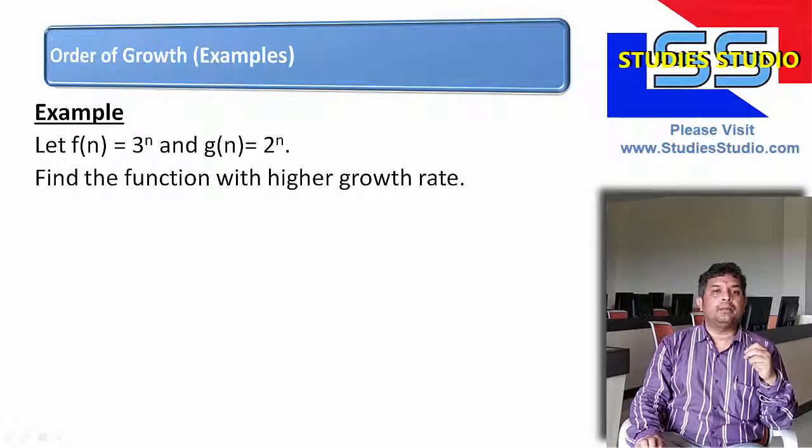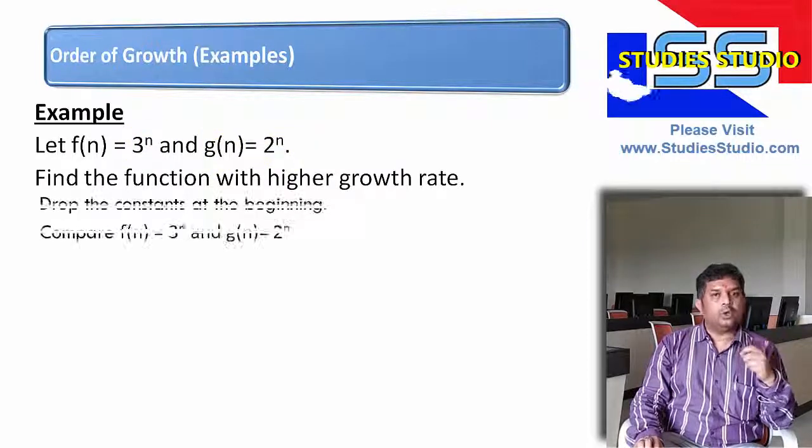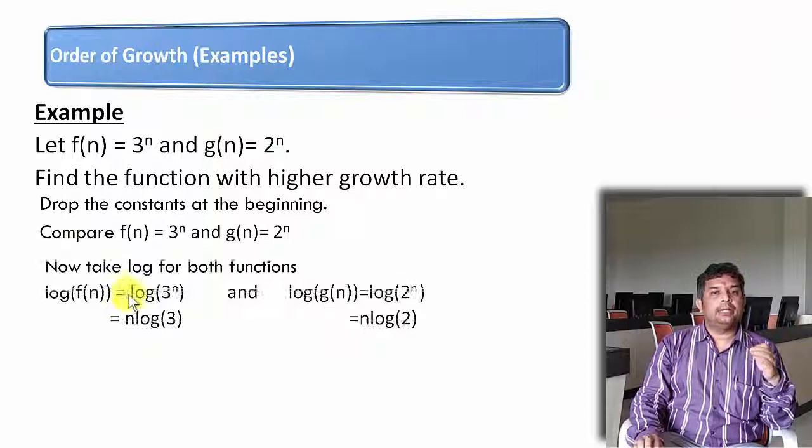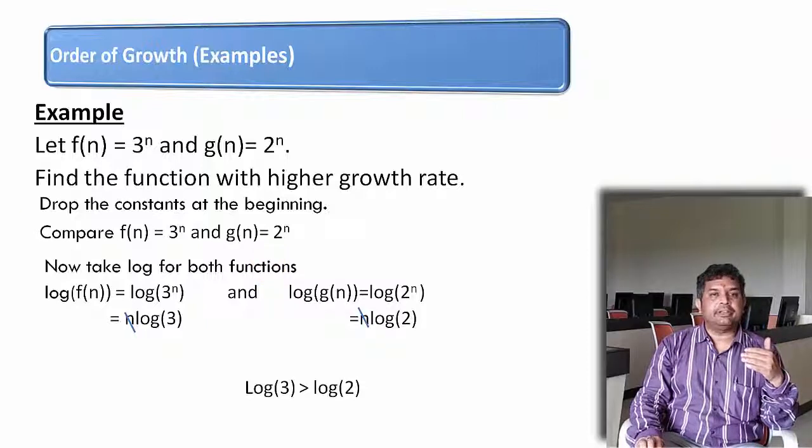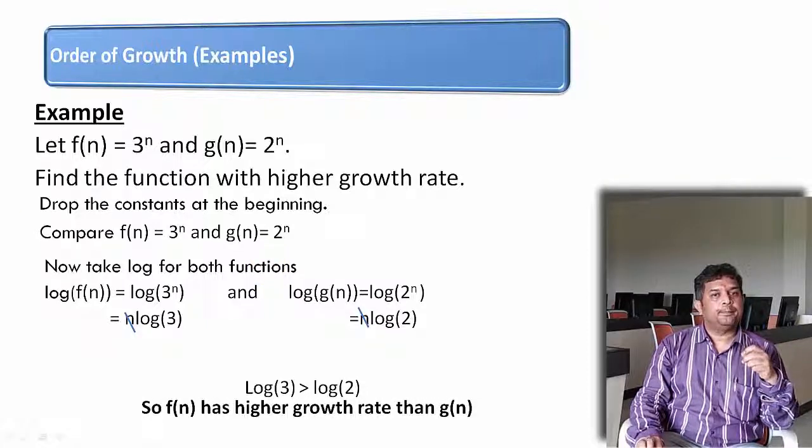Let us take one more problem. Fn equal to 3 to the power n and Gn equal to 2 to the power n. Take log on both sides. So we will get n log 3, and for Gn we will get n log 2. If we cancel out n, we have log 3 greater than log 2. So we can say Fn grows faster than Gn.